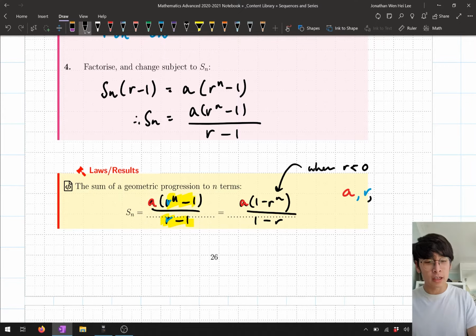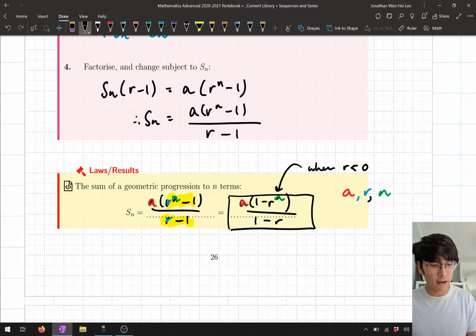And we also need to figure out how many terms we're summing together, n. So we need all three of these values, a, r and n, in order to use this formula. And the other thing is, if the value of r is negative, we usually use the second formula. But it's still totally fine if you use the first one. It still will be fine.